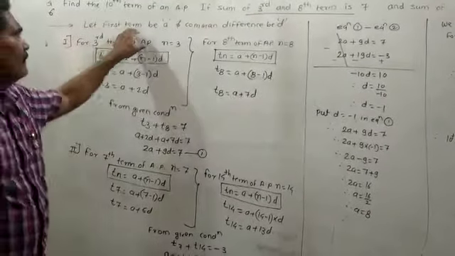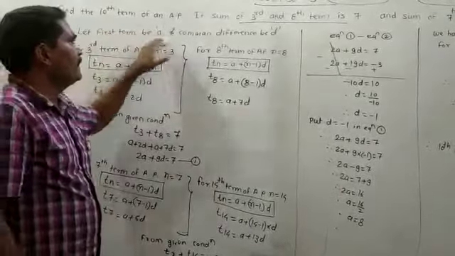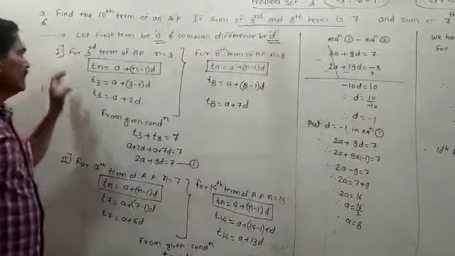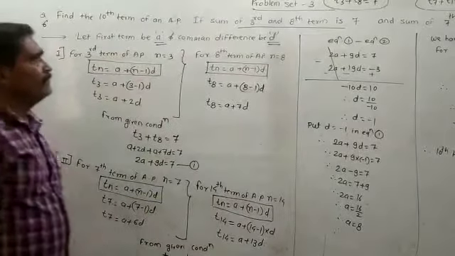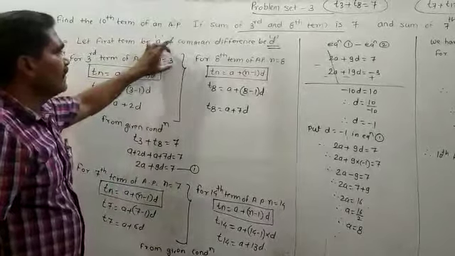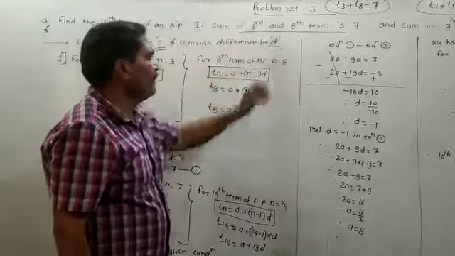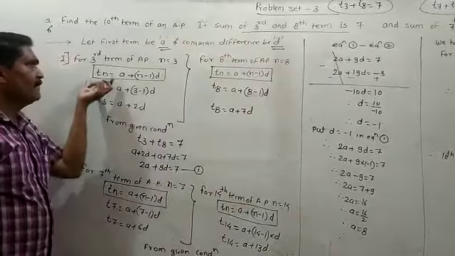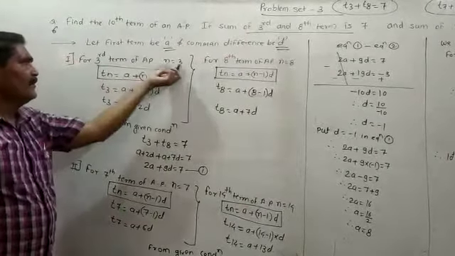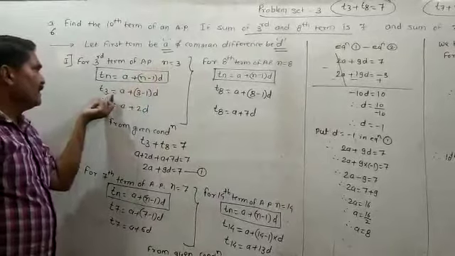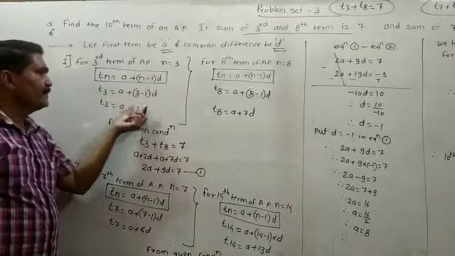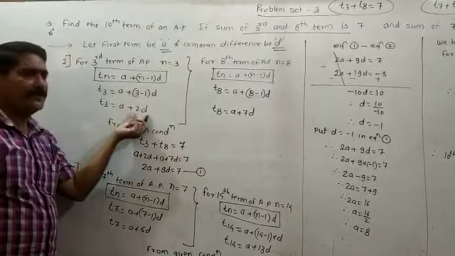Let the first term be A, and the common difference be D. Then you have to find out the third and 8th term. For the third term of the AP, n is equal to 3, and for the 8th term of the AP, n is equal to 8. You have to utilize the formula Tn is equal to A plus n minus 1 into D. Put the value of n as 3. T3 is equal to A plus 3 minus 1 into D, T3 is equal to A plus 2D.